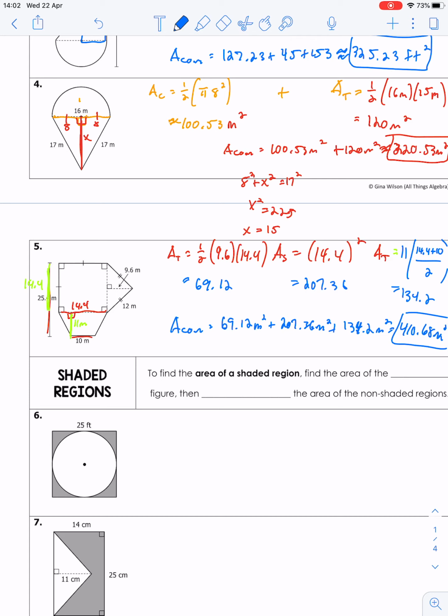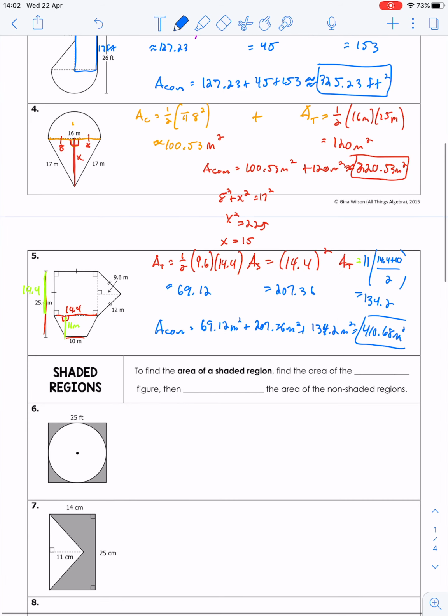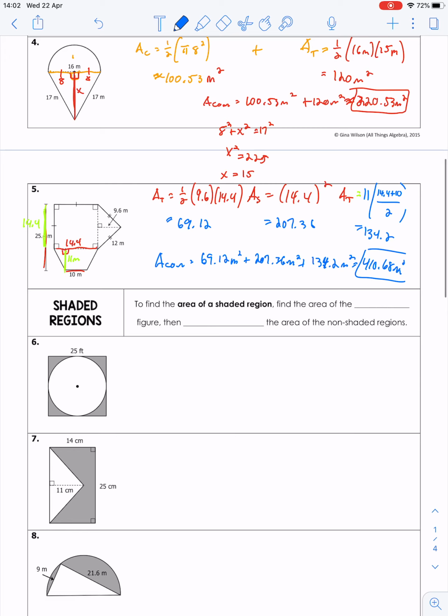Cool. All right. So that is composite figures. Now we're going to be still using composite figures, but we're going to be doing something we did a long time ago. So let's see if you guys remember. We are going to find the area of shaded region.